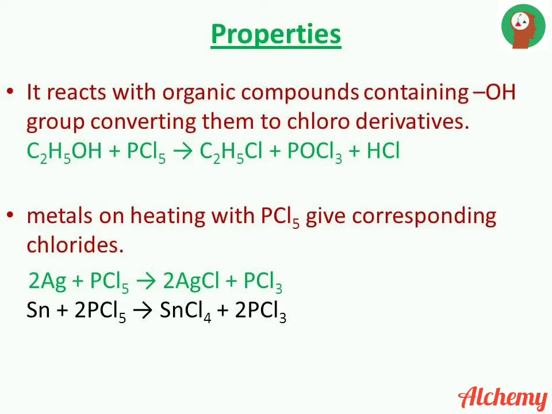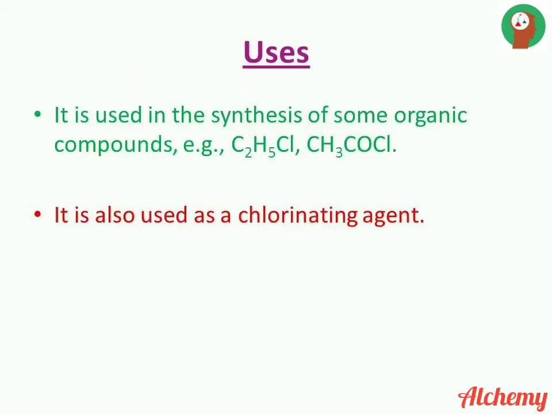PCl5 reacts with organic compounds containing a hydroxyl group, converting them into chloro derivatives. For example, ethanol reacts with PCl5 to form chloroethane. Metals on heating with phosphorus pentachloride give the corresponding chlorides. For example, silver reacts with phosphorus pentachloride to give silver chloride, and tin reacts with phosphorus pentachloride to give tin chloride. Phosphorus pentachloride is used in the synthesis of some organic compounds like chloroethane and acetyl chloride. It is also used as a chlorinating agent.